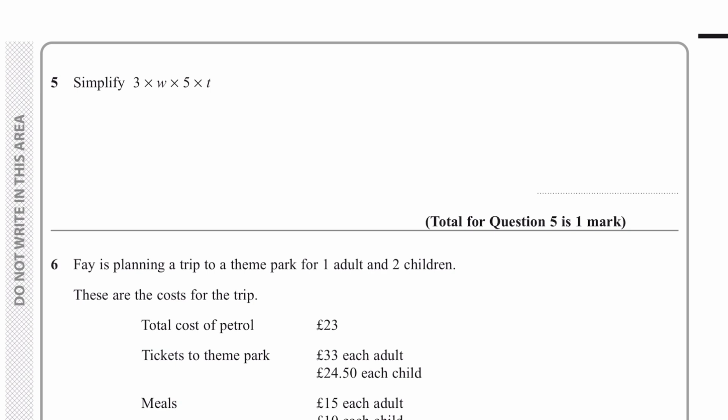We are going to continue from where we left off. Question 5 from the 2022 Edexcel Foundation Maths paper. The question asks us to simplify 3 times w times 5 times t.